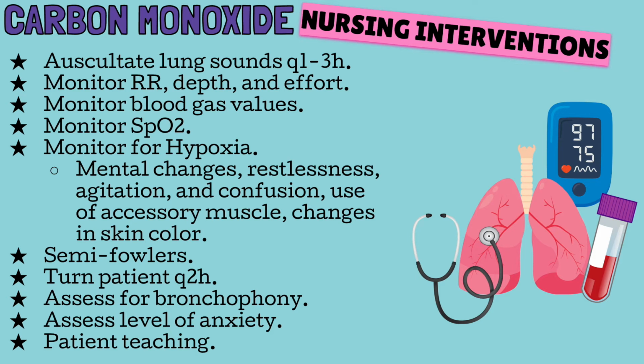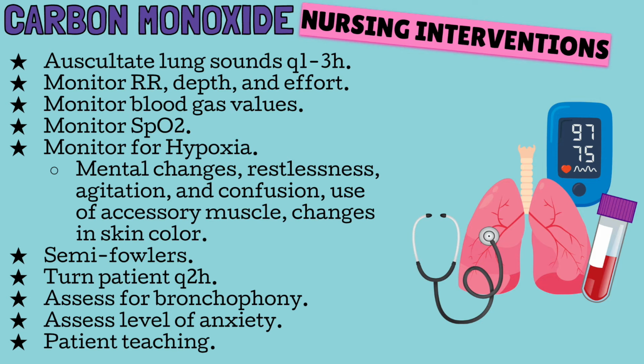A patient with hypoxia may also have changes in skin color and use their accessory muscles to breathe. Elevating the head of the patient's bed to 45 degrees is an intervention that can enhance oxygenation and increase expansion of the lungs. We could also put the patient on a 2-hour turn schedule or get them a bed that does it for us. This can prevent complications that come from immobility. It can also decrease the risk of atelectasis.